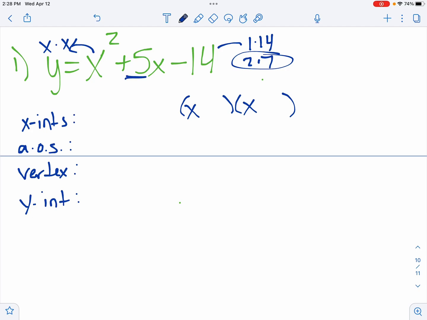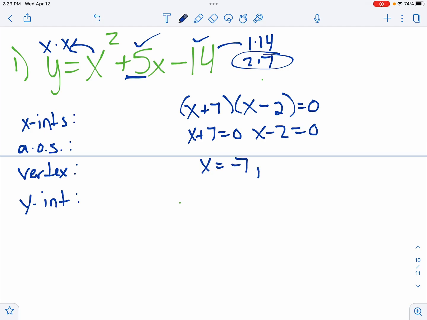It's a positive 5, which means my 7 has to be positive. My 2, sorry, is negative. So 7x, negative 2x, that gives me my 5. Positive 7 times negative 2, that gives me my negative 14. So this is factored. Now remember, when we're solving, we have to set each of those equal to 0 and actually solve down for x. So my actual x-intercepts are -7 and +2.